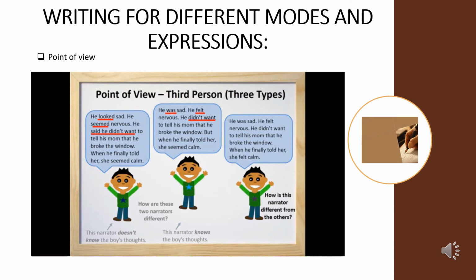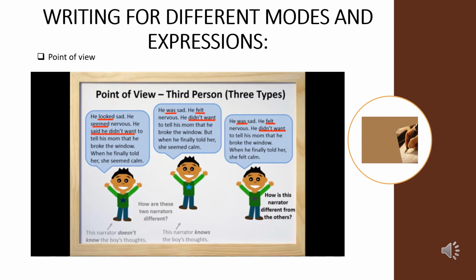First, does the third narrator know how the boy feels? He says about the boy, he was sad. He felt nervous. He didn't want to tell his mom that he broke the window. Yes, the third narrator knows how the boy feels, not just how the boy seems to feel.